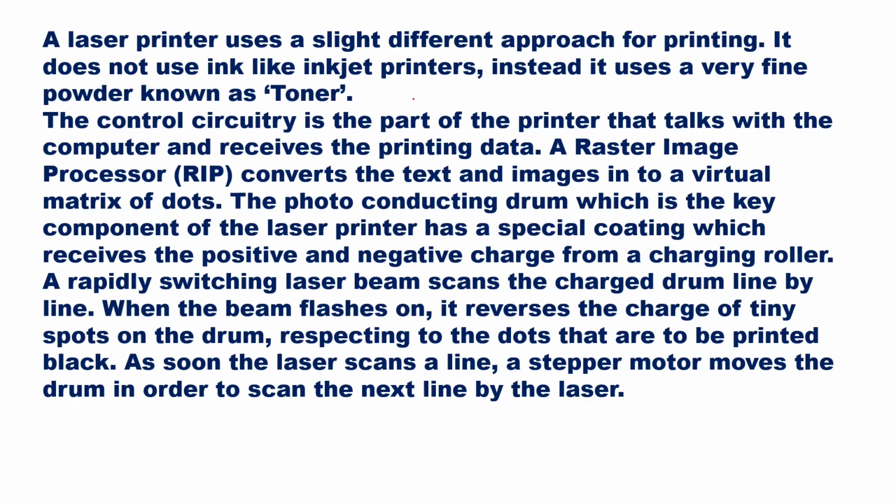The photoconducting drum, which is the key component of the laser printer, has a special coating which receives the positive and negative charge from a charging roller. A rapidly switching laser beam scans the charged drum line by line. When the beam flashes on, it reverses the charge of tiny spots on the drum, corresponding to the dots that are to be printed. As soon as the laser scans a line, a stepper motor moves the drum in order to scan the next line. So it is line by line you are going to scan, line by line that laser will be reflected, and line by line that image will be formed.